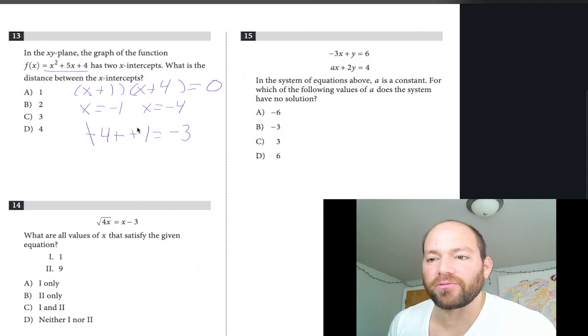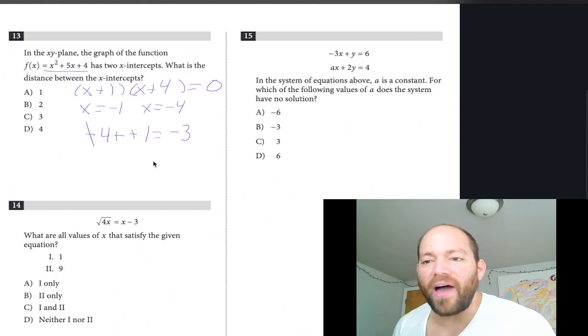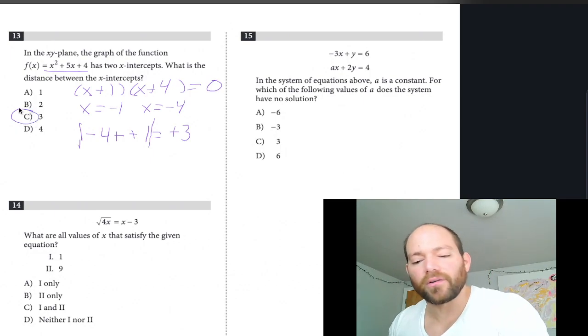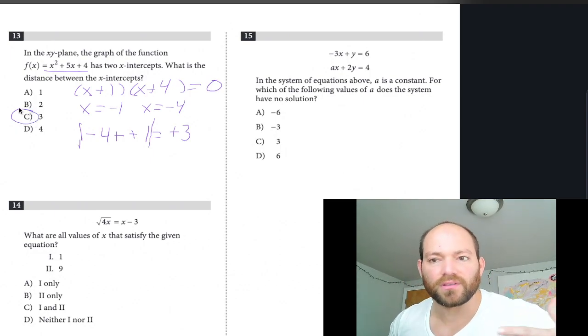Oh, it's like the absolute value, by the way. Absolute value of the difference is the distance. There's no negative answers as an option anyway. So it's going to be 3. But that's what absolute value is for, by the way, for distance of stuff.